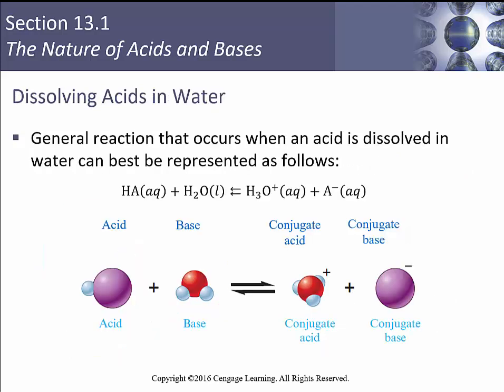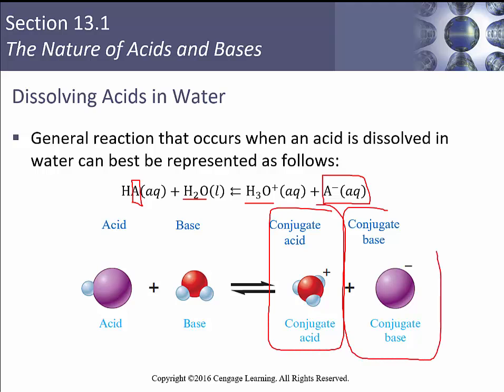The general reaction that occurs when an acid is dissolved in water can best be represented as follows. So you've got HA, where this A is the remaining part of the acid, reacting with water to form H3O plus and A minus. This is what we call the conjugate base. Right? So I'm going to form a conjugate acid, H3O plus, and a conjugate base, A minus. Okay? And that's just our generic form.